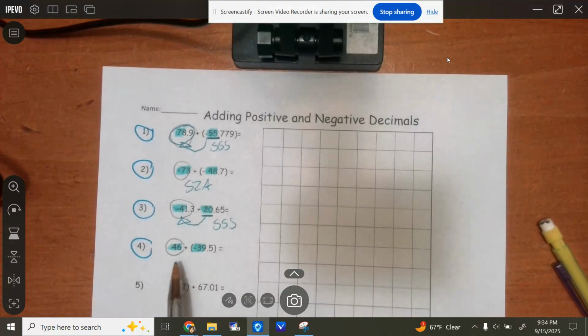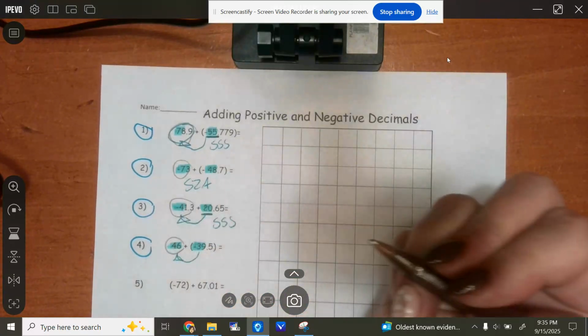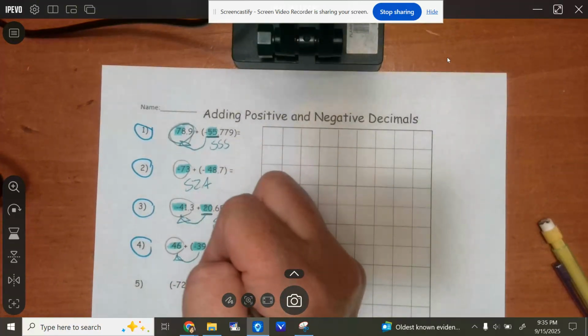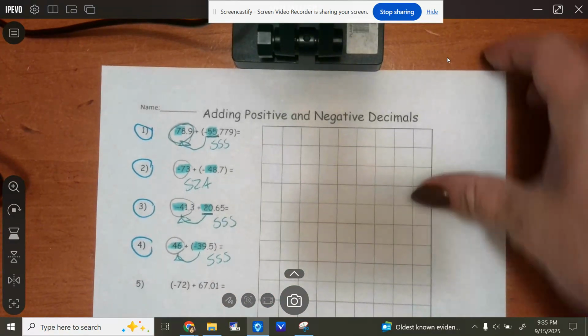Moving on to 4, we have a positive 46 and a negative 39.5. Notice how I only highlighted the whole number, so I knew exactly what I'm dealing with and just tried to make it easy on myself. 46 has a larger absolute value, and we have two different symbols, so this is going to be a swing, smaller, subtract. Now, I've had these set up for you. Let me show you the next step in this.